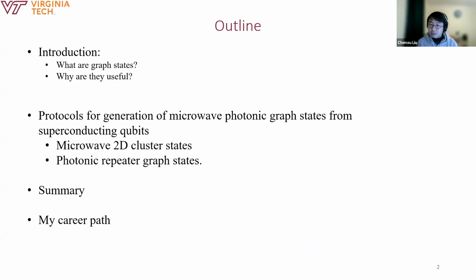So this is an outline for my talk today. In today's talk, I will at first motivate our work and introduce the graph states, and especially I will talk about how they are very useful in quantum computing and quantum information processing. I will also mention how they can be used for robust quantum communication. Then I will focus on our schemes to generate microwave photonic graph state from superconducting qubit. Specifically, we will focus on two types of graph state. One is the microwave 2D cluster state, and the other one is the photonic repeater graph state. Then I will give a summary of my project, and I will use my final 10 to 15 minutes to introduce my career path.